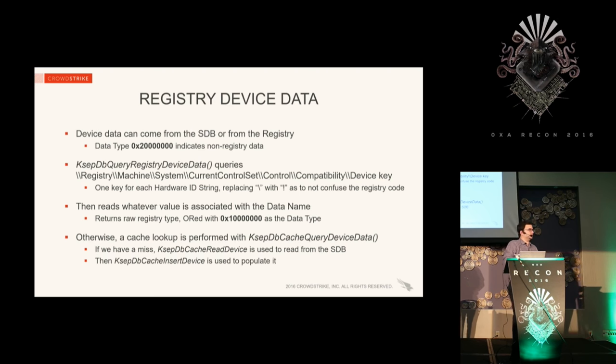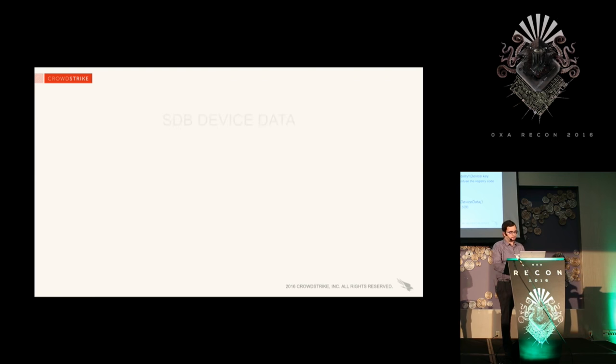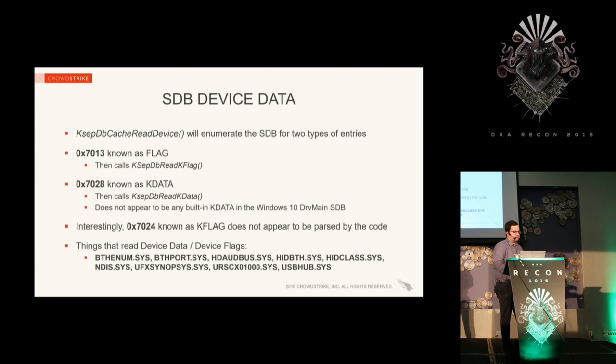If it's not in the registry, they're going to do a lookup in the cache, because all this device information is cached. And if it's not in the cache, then they're going to look in the SDB. And in the SDB, basically, if you're not familiar with the SDB format, which is now documented and there's lots of tools to dump it, everything's identified by a tag. A tag corresponds to a given data type.